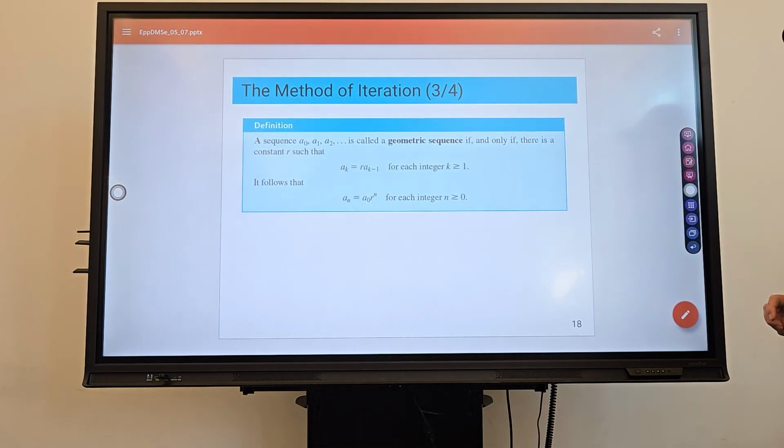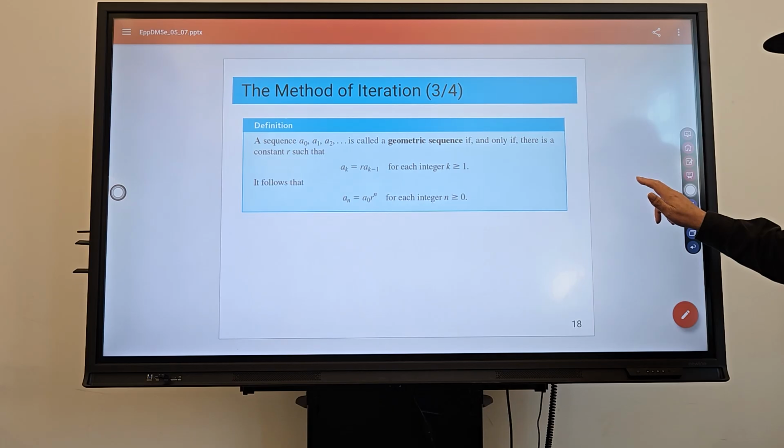Definition. A sequence A is called a geometric sequence if and only if there is a constant r such that a sub k equals r times a sub k minus 1 for each integer k greater than or equal to 1. And it follows that a sub n equals a sub 0 times r to the n for each integer n greater than or equal to 0.